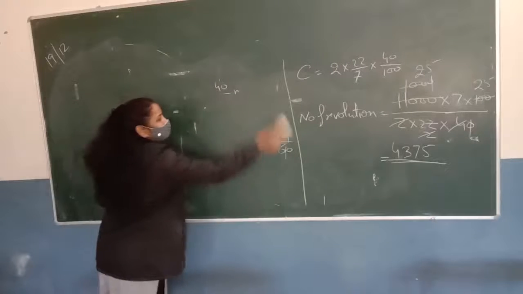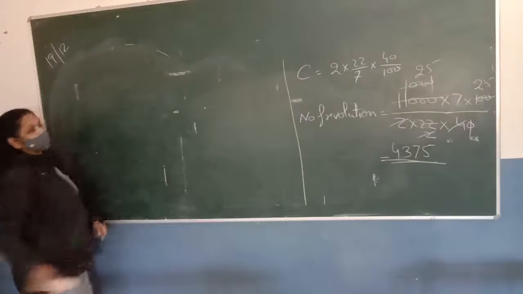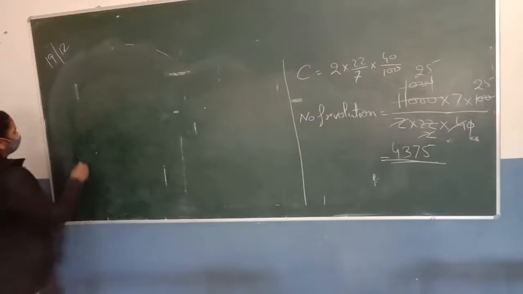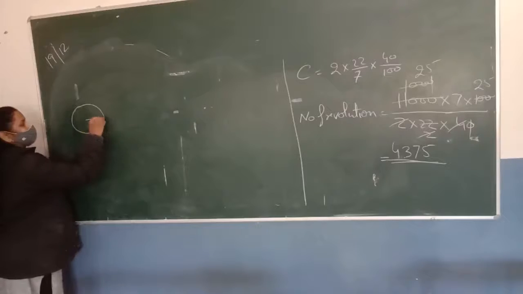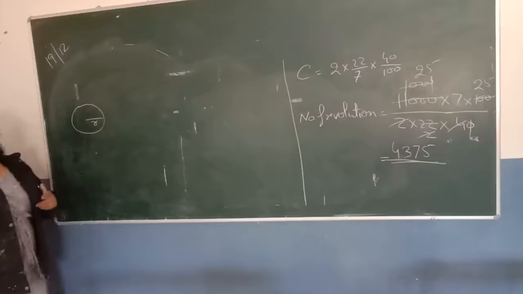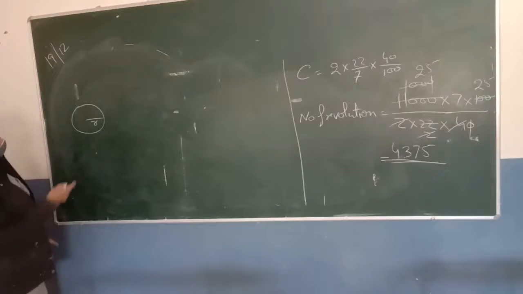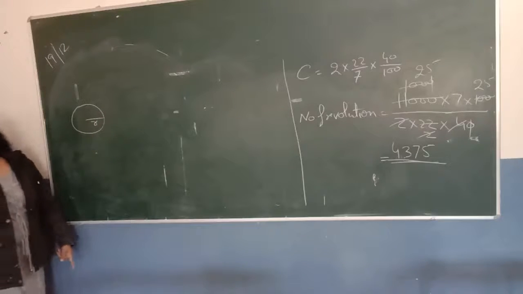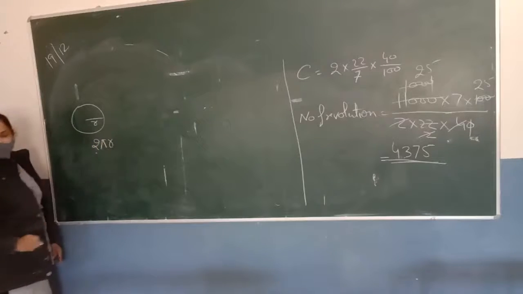Nishan, read the question. If the perimeter and the area of the circle are numerically equal. Okay, just hold on. Suppose the radius of the circle is r, and according to the question, the circumference and the area. The perimeter of the circle is called the circumference of the circle.